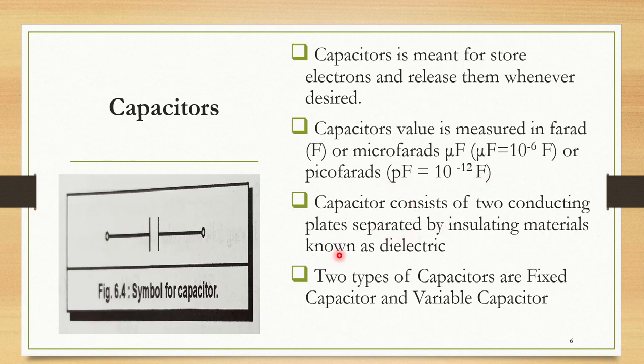A capacitor consists of two conducting plates separated by insulating material, known as dielectric. Two types of capacitor are there: one is fixed capacitor, one is variable capacitor. This capacitor looks like this. There are the two plates, the terminals are attached to them, and in between is the insulator.